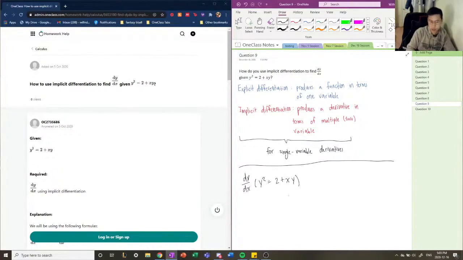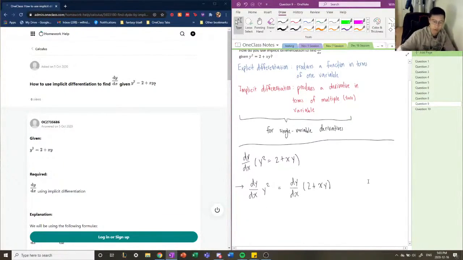Okay, so if we were to do that, we would calculate both left and right hand side, right? So equals dy over dx of 2 plus xy. Let's do the left hand side first. The derivative of y squared, there's a power rule here, or this is a chain rule here, right? So we have the derivative of y squared and then the derivative of y. But since we don't know what the derivative of y is, we're just going to say dy over dx. So the derivative of y squared is going to be 2y times dy over dx.